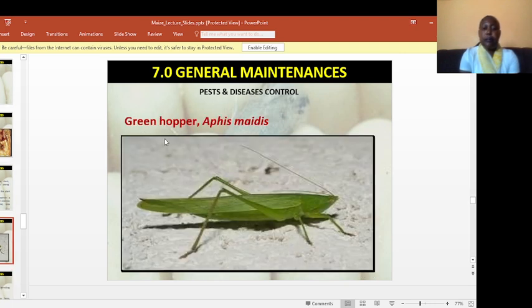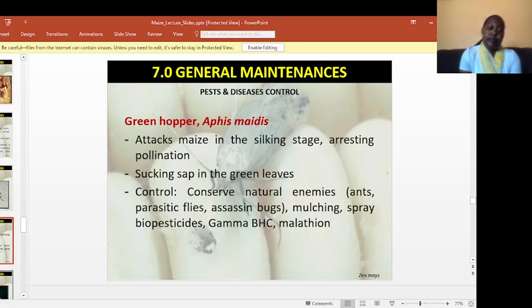We have greenhopper or aphids. We see it attacks maize in the silking stage, arresting pollination. Sucking sap in the green leaves. We have the control. You conserve natural enemies, parasitic flies, assassin bugs, mulching, spraying by use of biopesticides, that is gamma BHC and malathion.